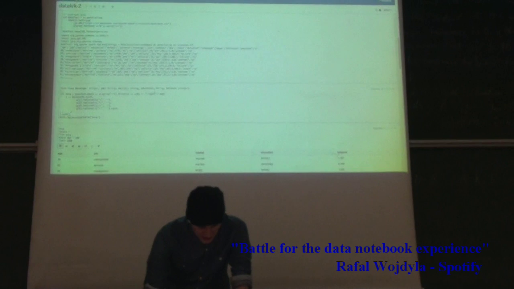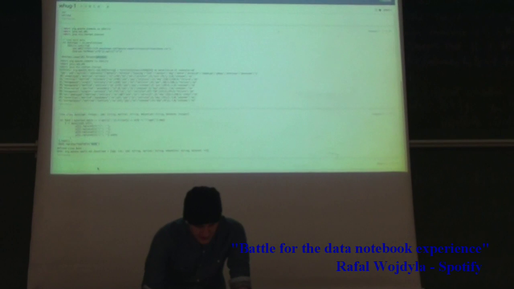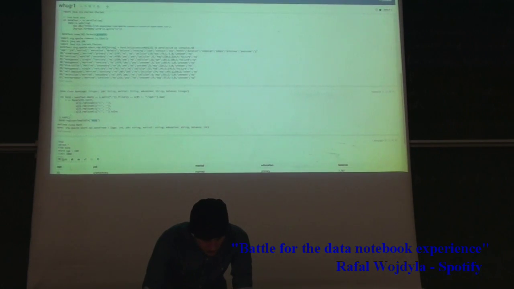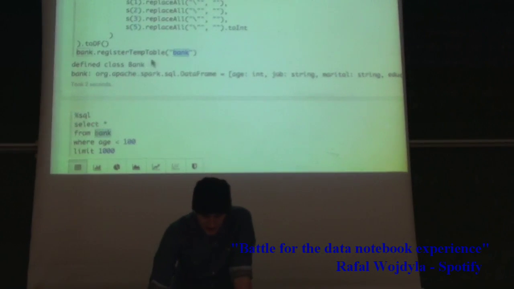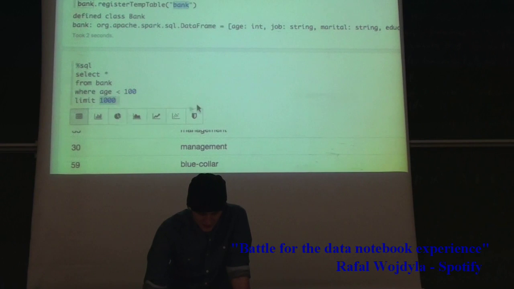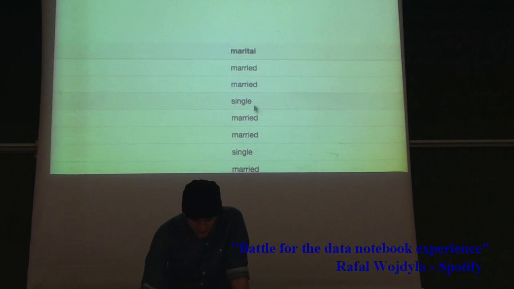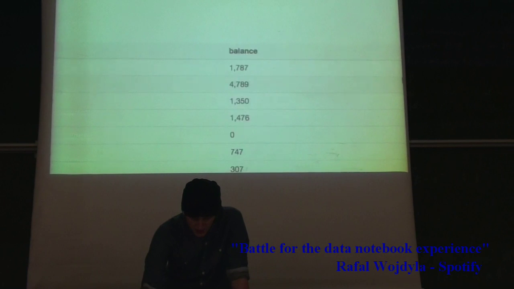So what can I do with that data? The first thing that we can do is we can basically select everything and see what we can get from that data. So in this query over here, we're selecting everything from this bank table. We're getting everyone that's less than 100 years old, and we're going to limit the result to 1,000, right? And when I execute this, I get these results over here. So I get this table that says age, job, and all that kind of stuff.